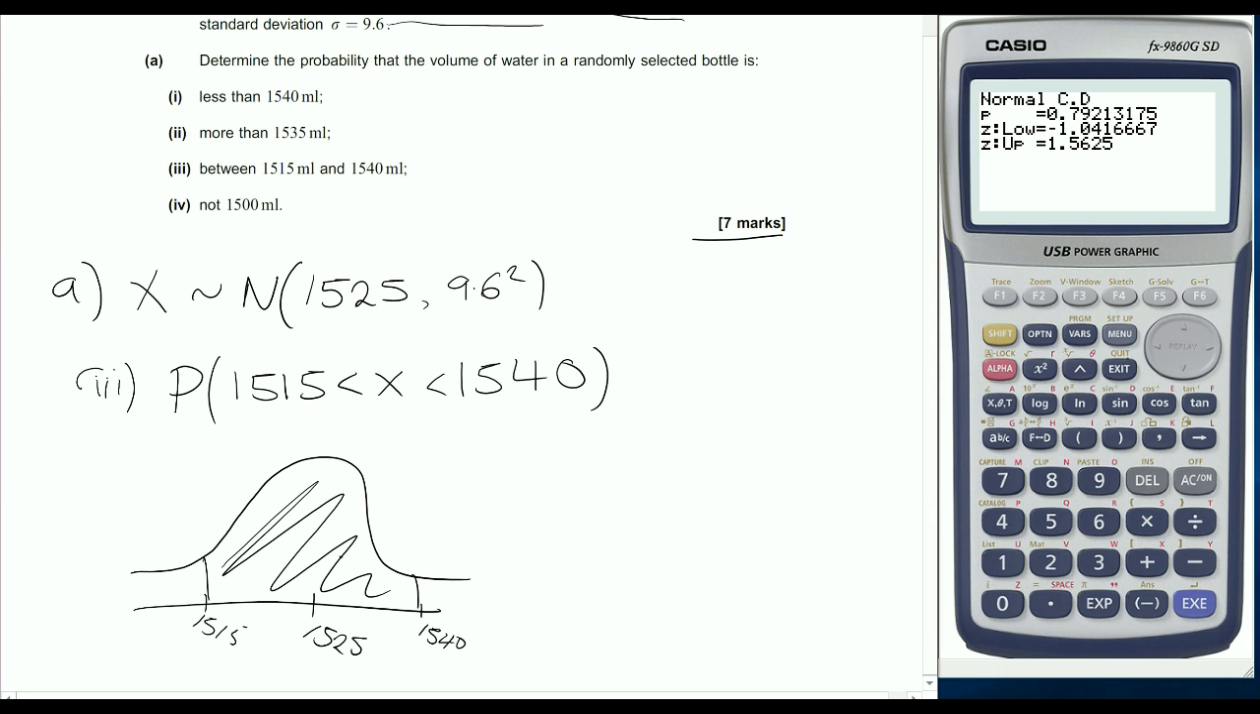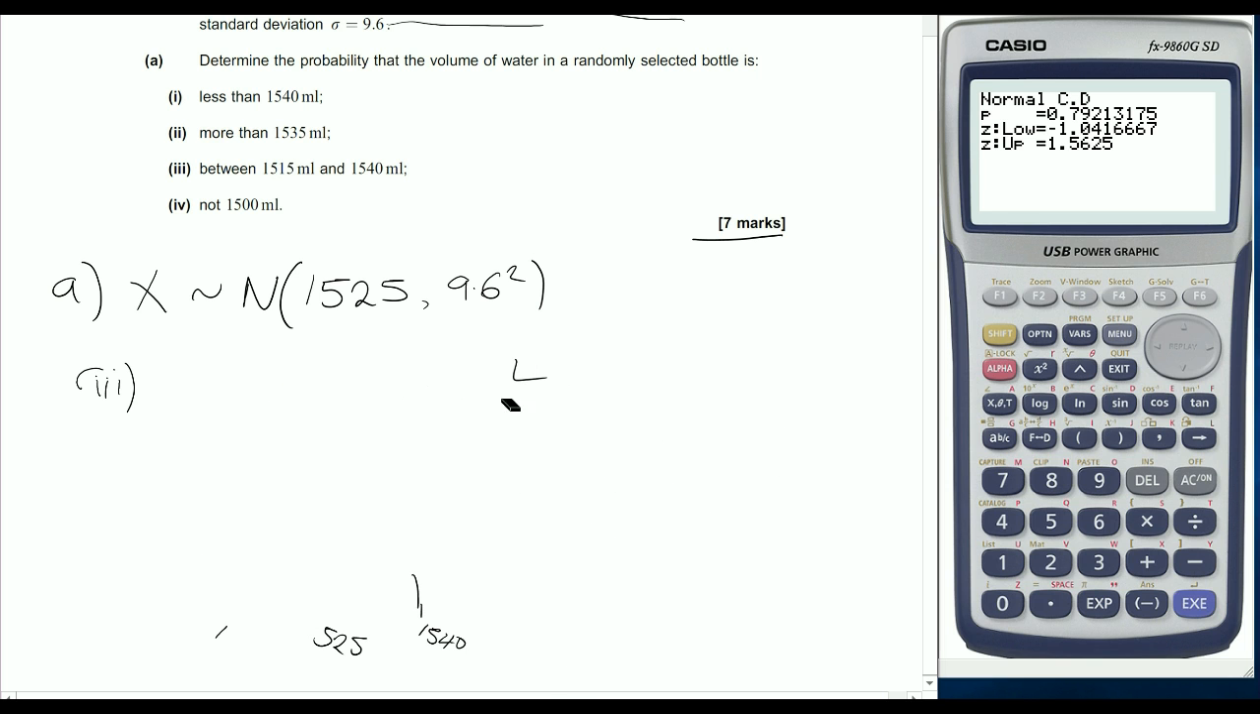Reading that off from my calculator is 0.79213. And again, you can round that if you wish to, but there's no real need to. That again is then worth a couple of marks. As I said earlier, you can then go back and find your Z values to show that you've done your workings correctly. And if you have made some sort of slip, make sure that you haven't dropped all the marks there.